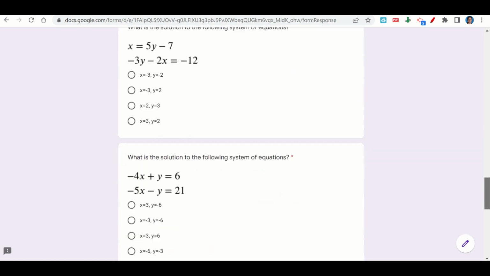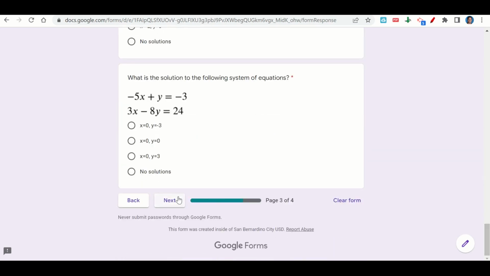So you'll go ahead and do that for each of the questions, and then when you're done, you'll click Next. This will take you to your Before You Go. Go ahead and fill out your Before You Go, and then submit your work on Google Classroom.